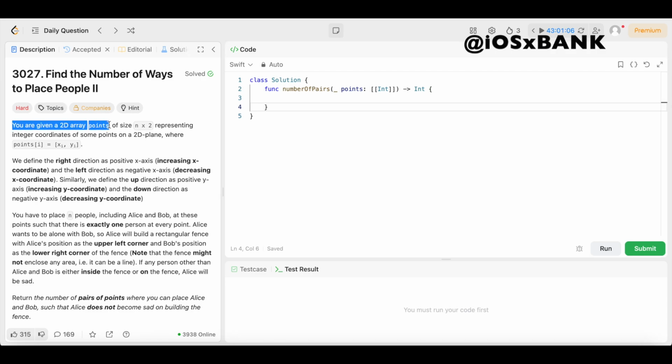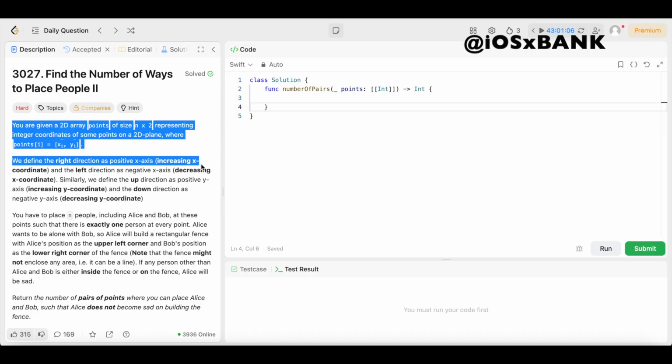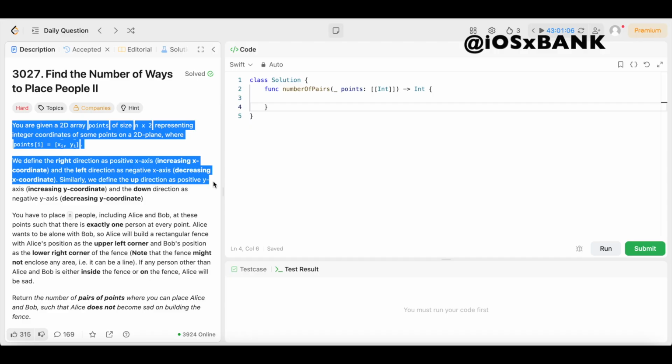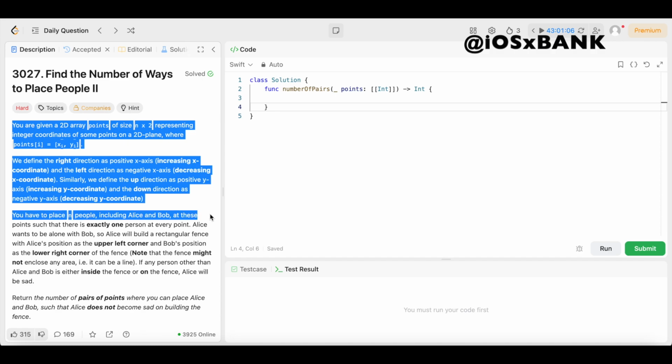You are given a 2D array points of size n times 2 representing integer coordinates of some points on a 2D plane where points[i] equals [xi, yi]. We define the right direction as a positive x-axis, increasing x coordinate, and the left direction as a negative x-axis, decreasing x coordinate. Similarly, we define the up direction as positive y-axis, increasing y-coordinate, and down direction as a negative y-axis, or decreasing y-coordinate. You have to place n people, including Alice and Bob, at these points such that there is exactly one person at every point.